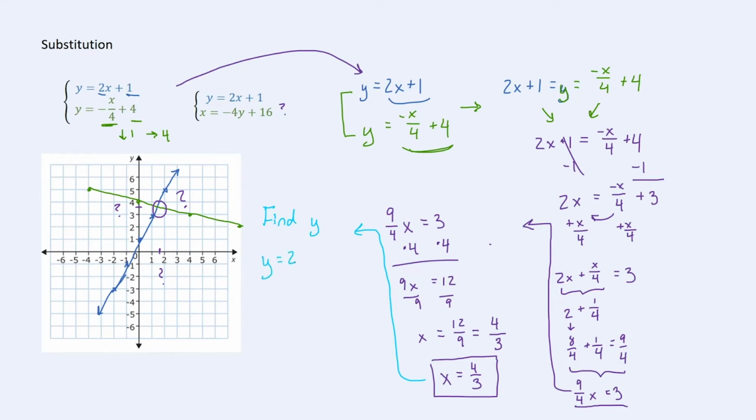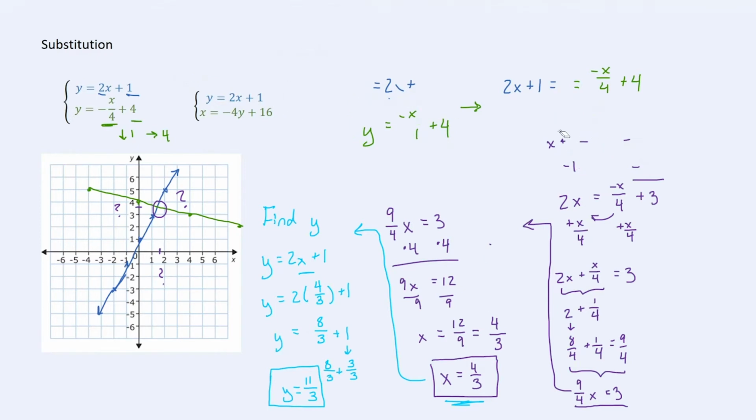So we have the equation y equals 2x plus 1. We plug in our x equals 4 over 3 to get y equals 2 times 4 over 3 plus 1, which gives us 8 over 3 plus 1, which gives us 11 over 3. Therefore, our answer is x equals 4 over 3 and y equals 11 over 3.